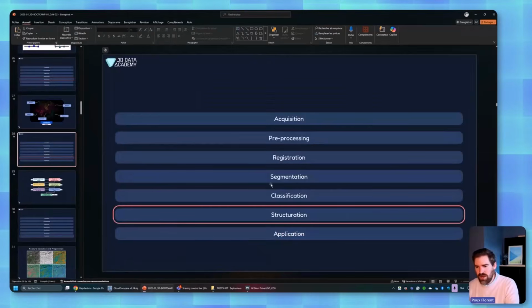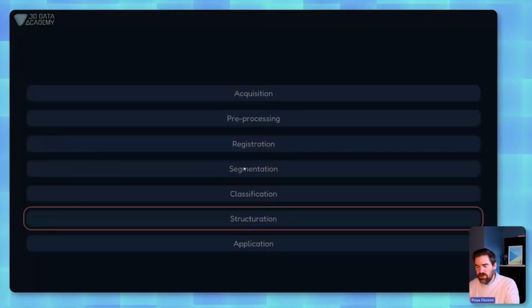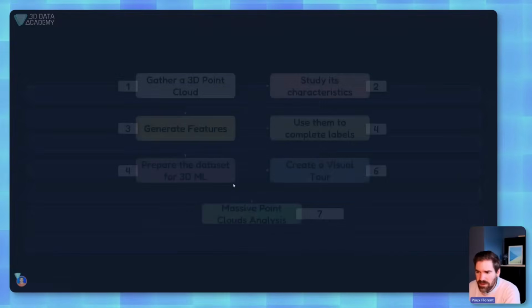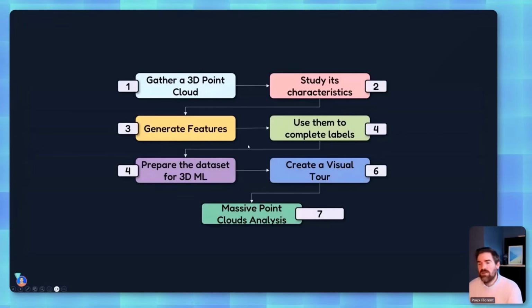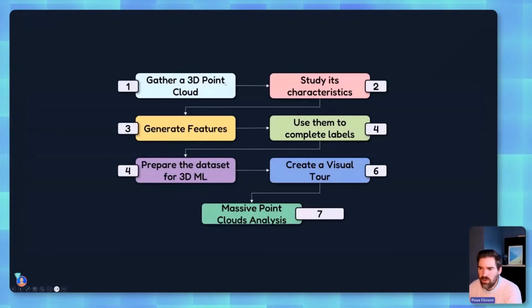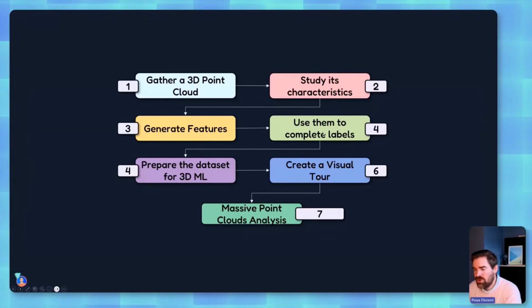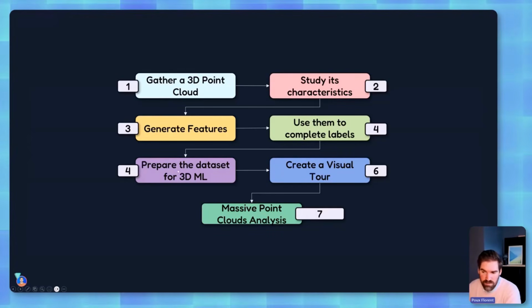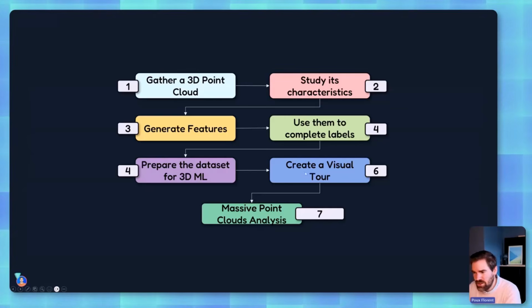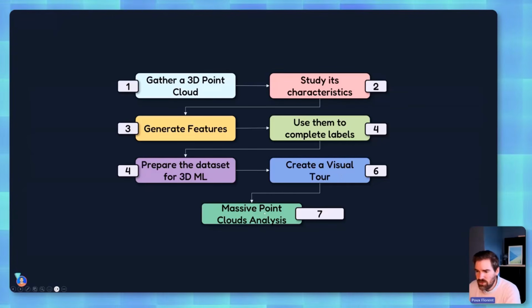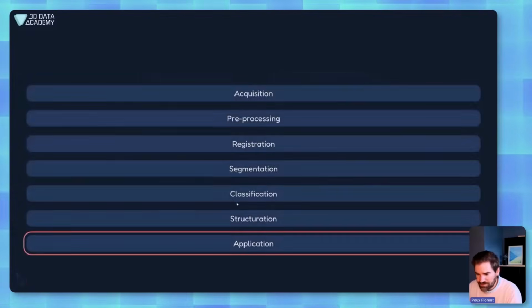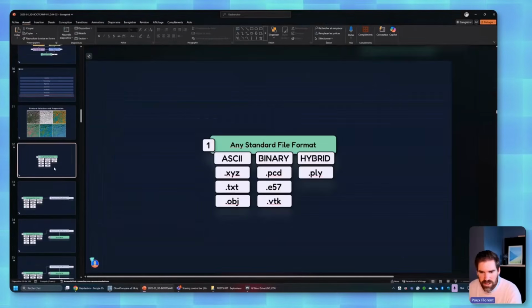part, which is structuration. This is what we did: we gathered the point cloud, we studied the characteristic, we generated features, we used them to create labels. This is possible to prepare the data set for the next stage. And now we will create a visual tour for the point cloud analysis. So this will be also our application.